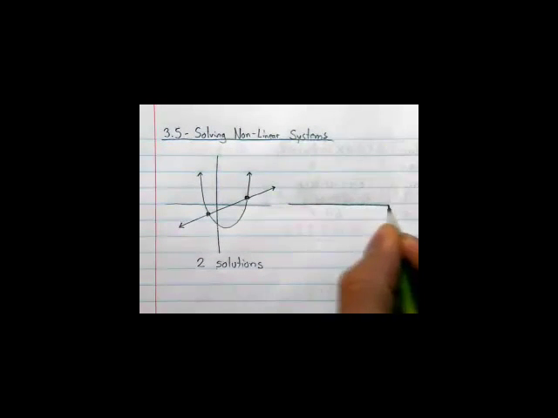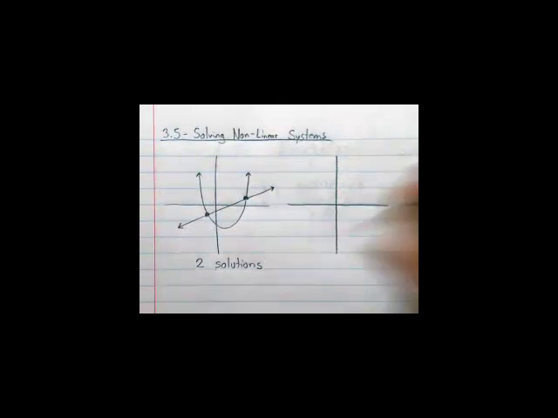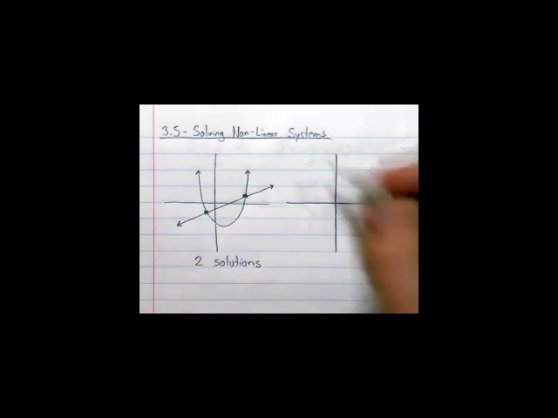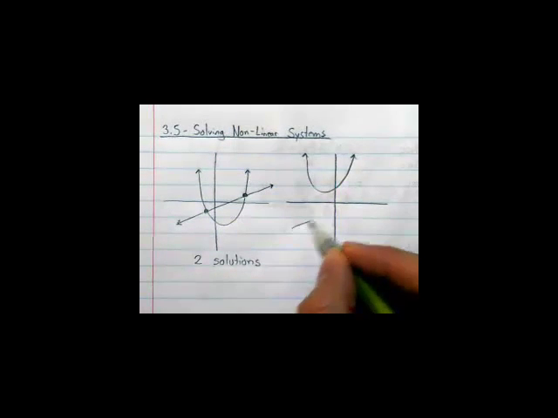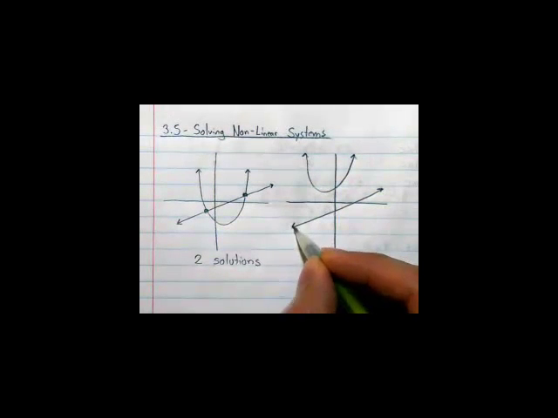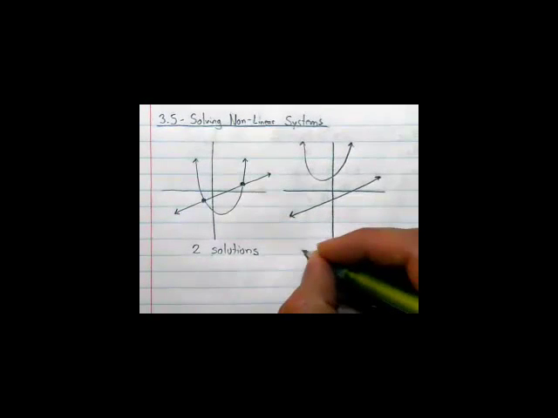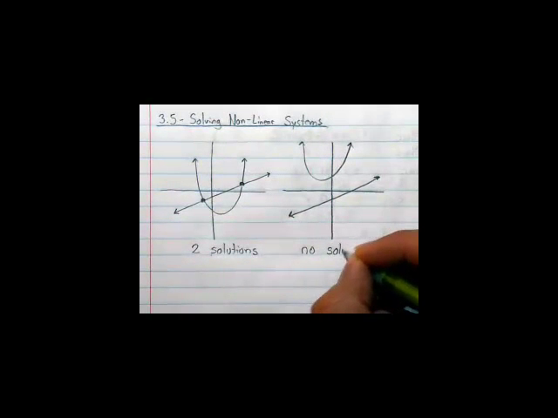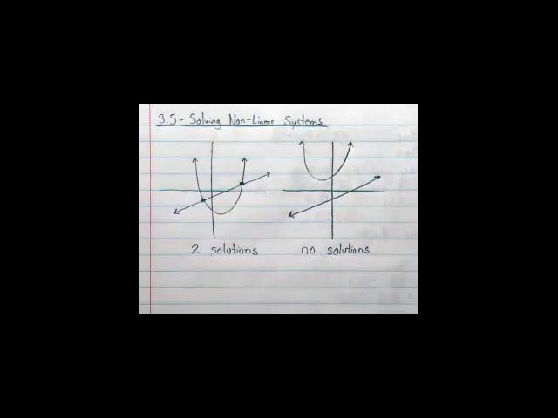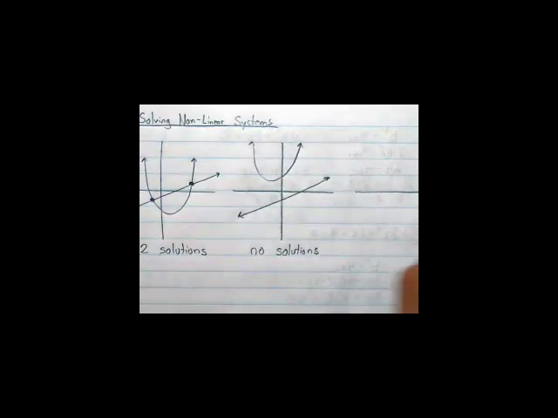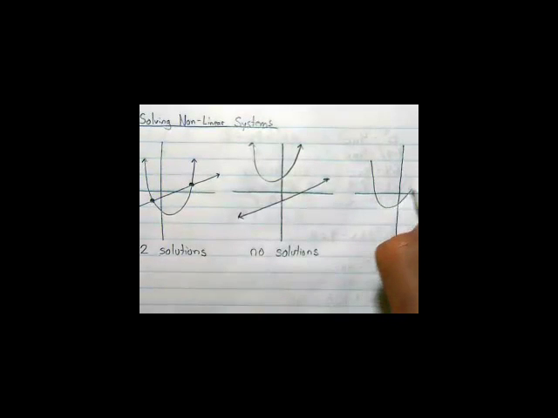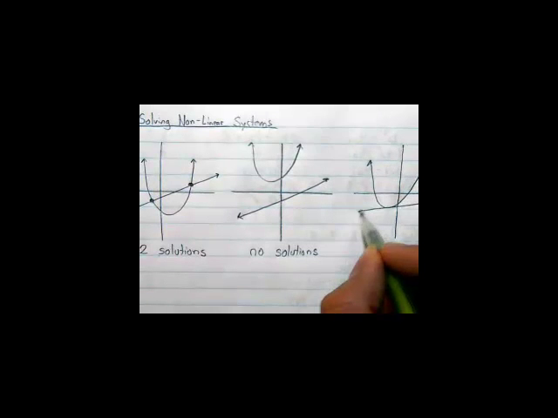If you had a parabola with a line, you could also have no solutions. Let's say you had a parabola up here somewhere, and your line was coming across down here. In that case, you'd have no solutions. Or you could also have just one in this kind of a situation. So maybe something like that.